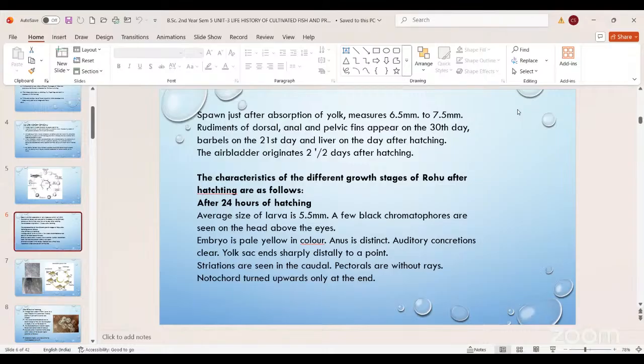Now, how does it look after 24 hours of hatching? Average size of larva is 5.5 millimeters. A few black chromatophores are seen on the head above the eyes. Embryo is pale yellow in color. Anus is distinct. Auditory concretions clear. Yolk sac ends sharply distally to a point. Striations are seen on the caudal. Pectorals are without rays. Notochord turned upwards only at the end.